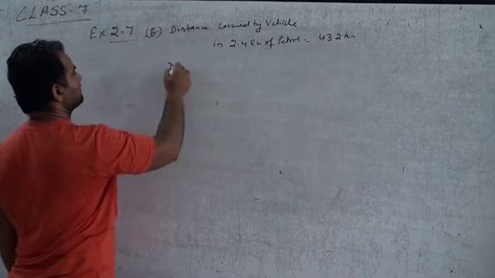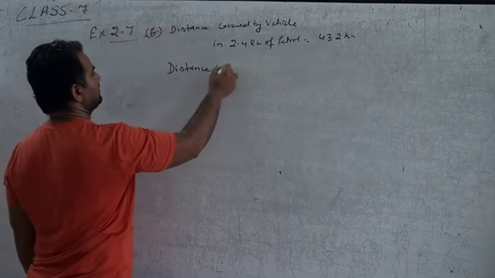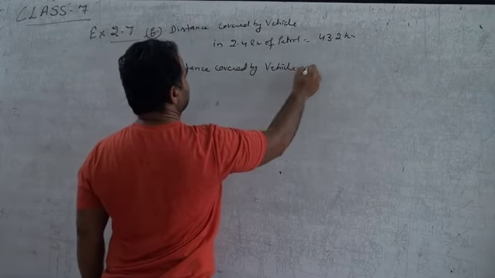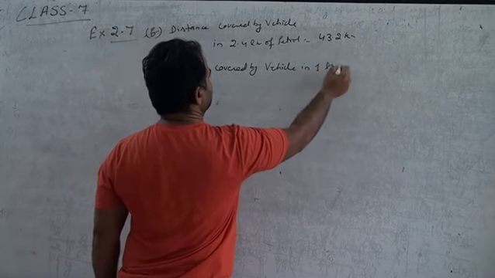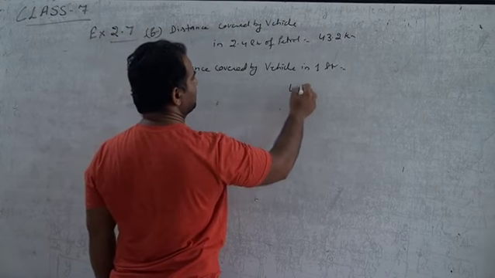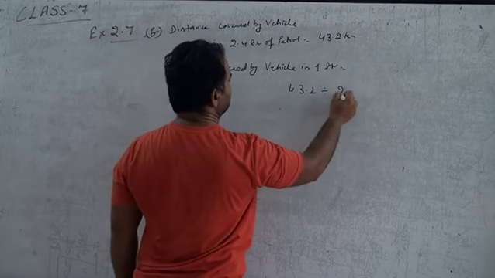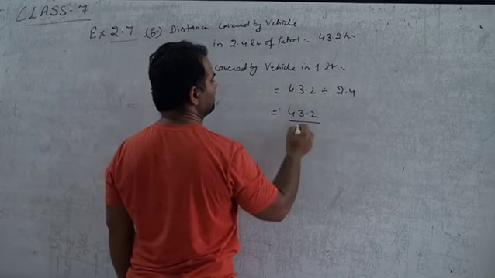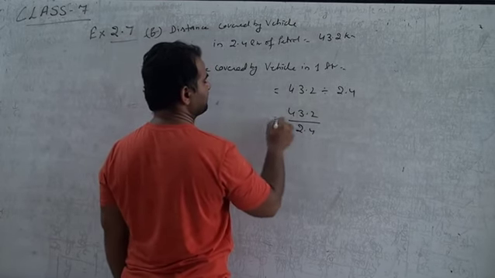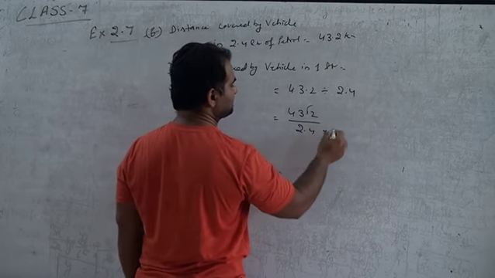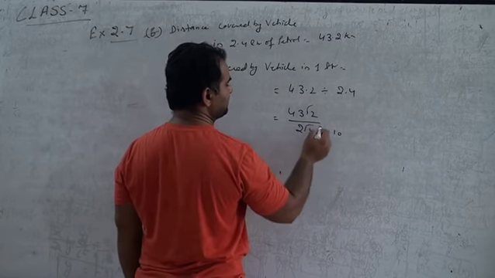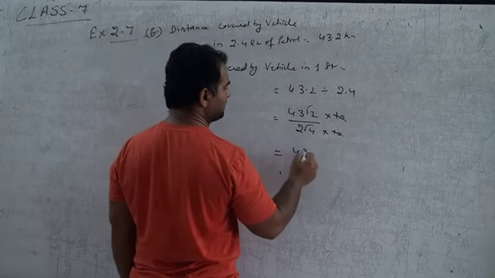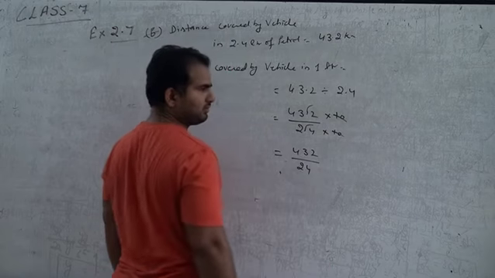Distance covered by vehicle in 1 liter equals, so what we have to do, it will be 43.2 divided by 2.4, or we can write 43.2 upon 2.4. When we remove this, it will give us 10, and when this is removed, it will also give us 10, and 10 will cancel. It will be 432 divided by 24.